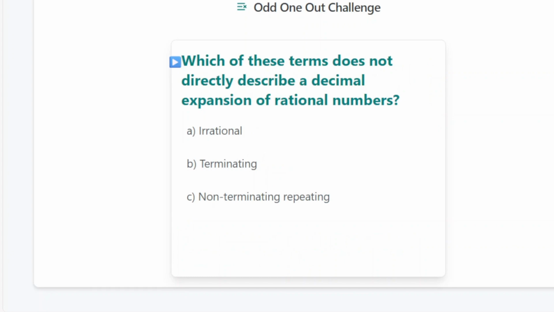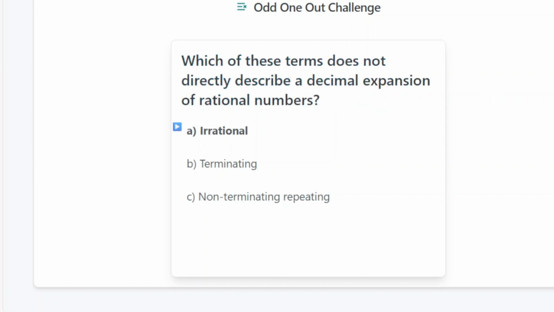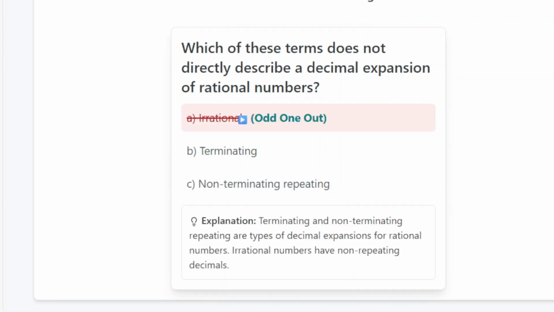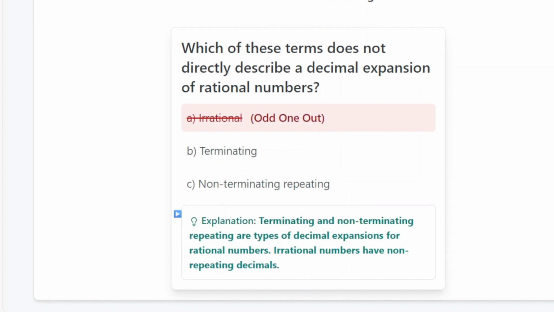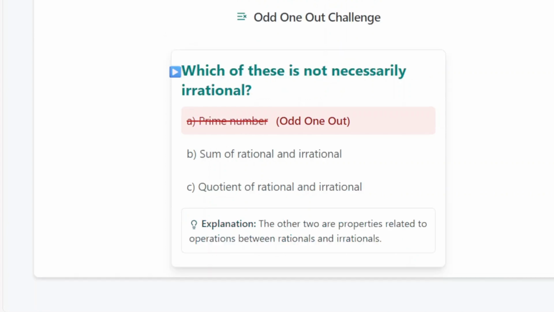Which of these terms does not directly describe a decimal expansion of rational numbers? Irrational. Terminating. Non-terminating repeating. The odd one out is irrational. Because terminating and non-terminating repeating are types of decimal expansions for rational numbers. Irrational numbers have non-repeating decimals.